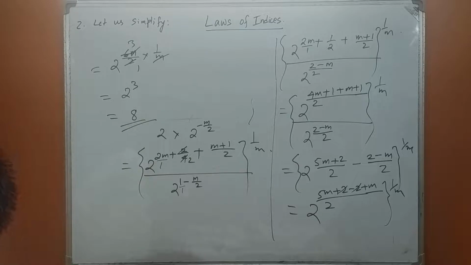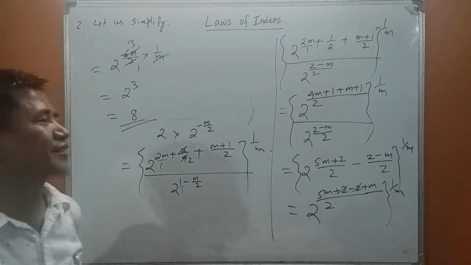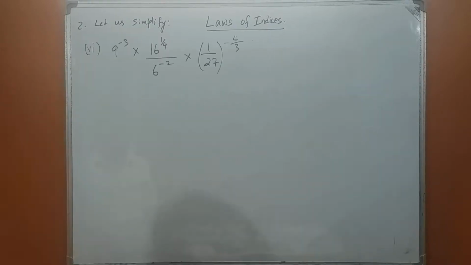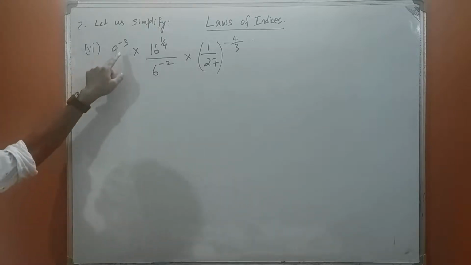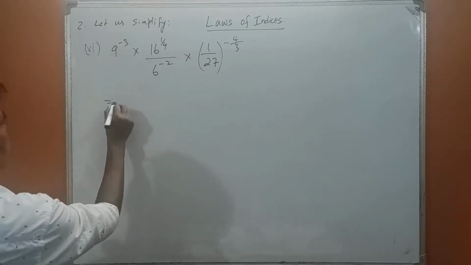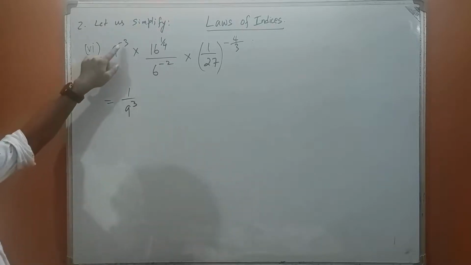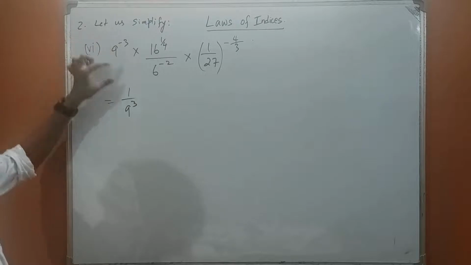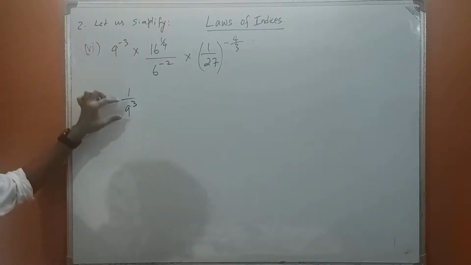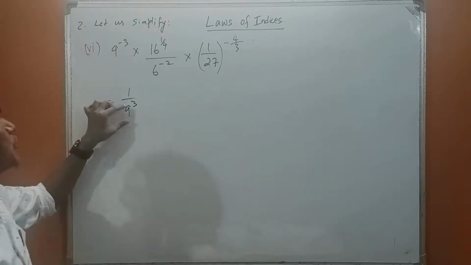Question number 5. Okay, this is the answer for question number 5. Okay, let us do question number 6 of 2. Okay, 9 to the power minus 1 upon 3. This gives 1 upon 9 cube. Power is negative in the numerator, so we take the number to the denominator, the power changes to positive.